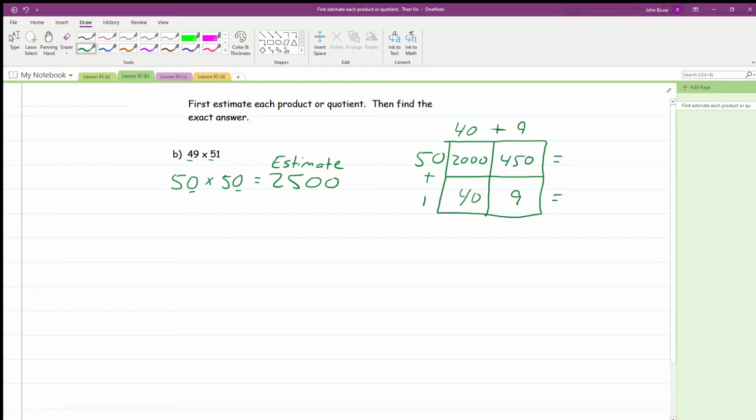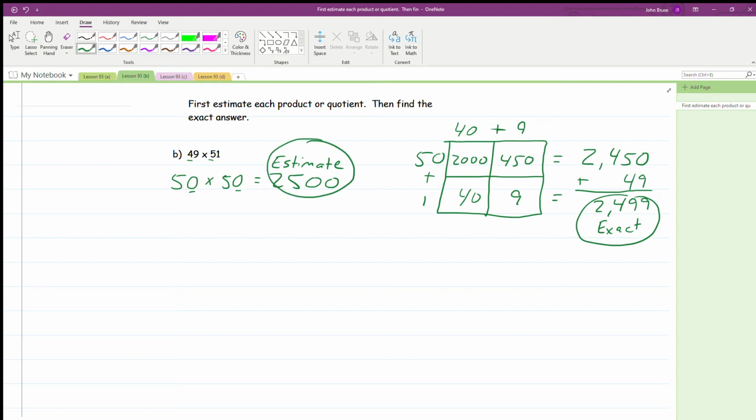So we've got 2,450 plus 49. So we've got 9 and 4 and 2,499. That estimate was really close to the exact answer. Label that exact, circle that answer, circle our estimate.